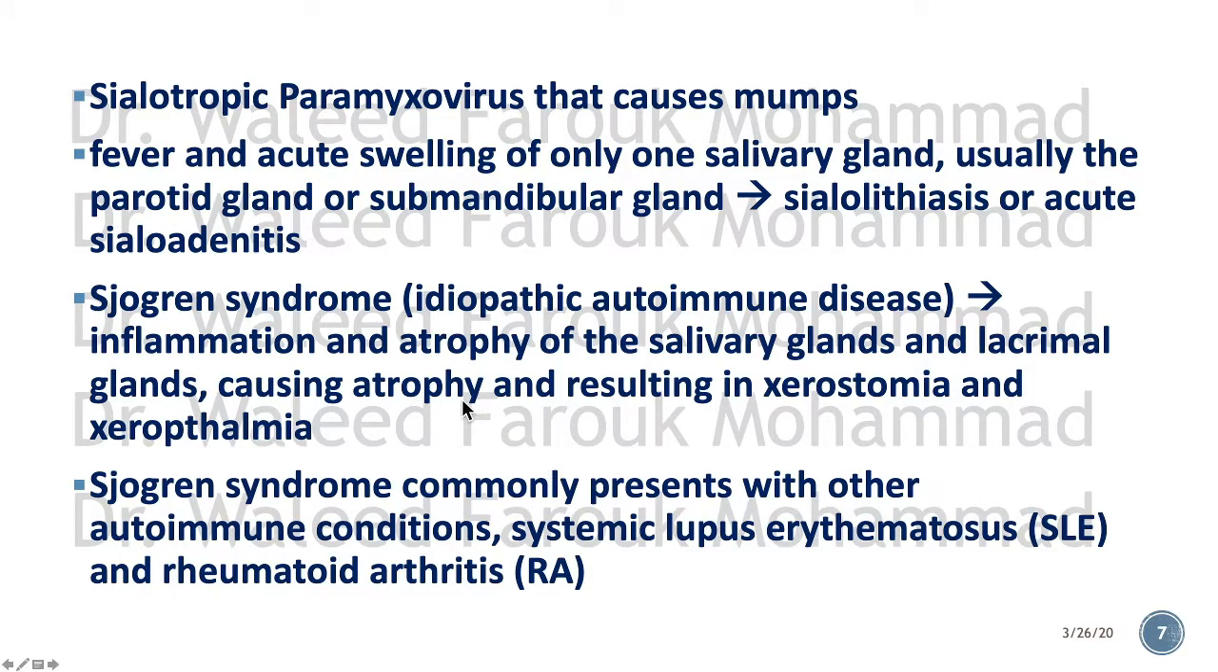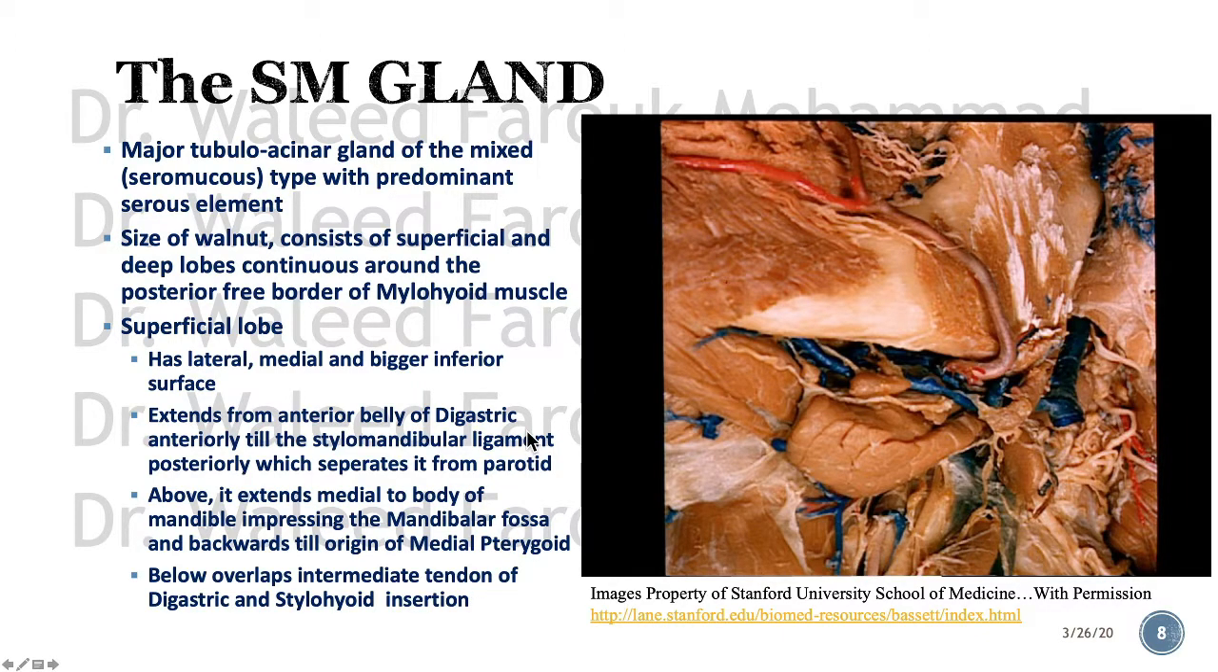One of them is Sjogren's syndrome, where it attacks the salivary glands and lacrimal glands, leading to xerostomia, dry mouth, and xerophthalmia, dry eye. Sjogren's syndrome doesn't come alone. It comes with other autoimmune diseases like systemic lupus erythematosus and rheumatoid arthritis. That was only an example.